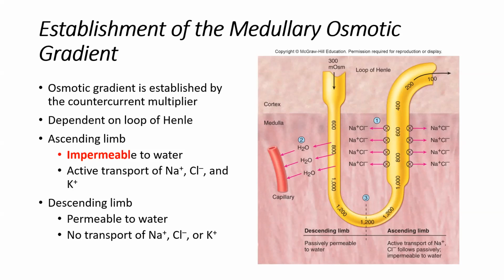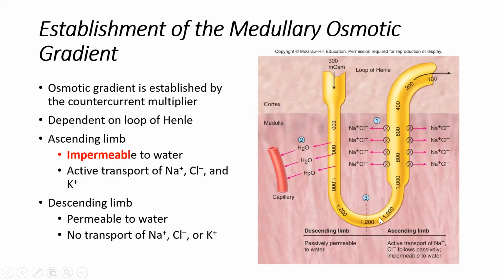So basically we have movement of solutes, so solutes are actively being pumped across the ascending limb of the loop of Henle first. This is the first part of that establishment. And no water is moving because this side of the loop of Henle is impermeable to water.